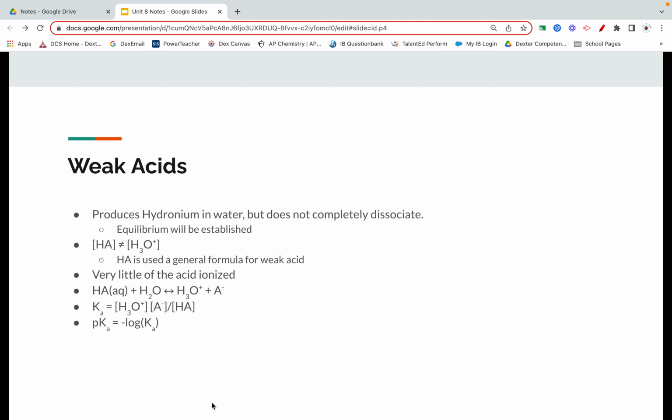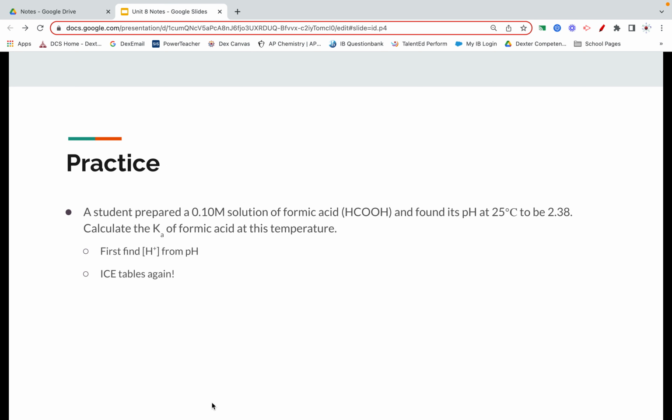Whenever we think about acids and bases, we can look at the negative log scale because it actually is much easier and simpler to think of it in the log scale. So let's look at a practice problem. We have a 0.1 molar concentration of formic acid, and its pH is 2.38 at 25 degrees Celsius. So we're going to find the Ka. Well, to find the Ka, we have to start by finding the concentration and then using an ICE table.